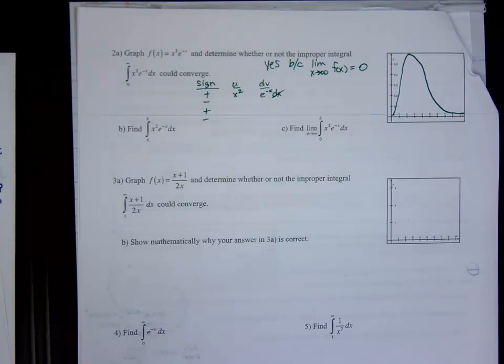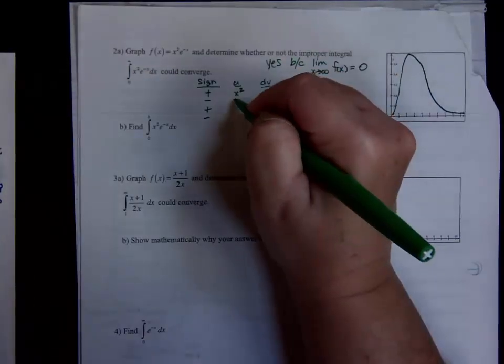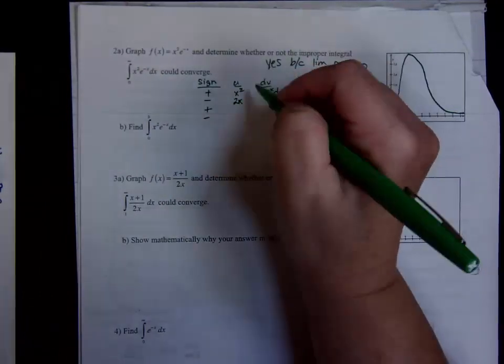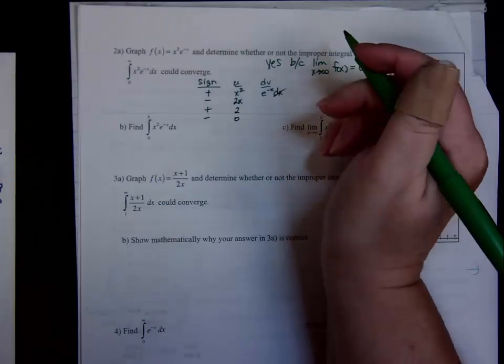Okay. What do you do down the u column? Take the derivative until you get to 0. So the derivative of x squared is? Whose derivative is? 2. Whose derivative is 0. There you go.